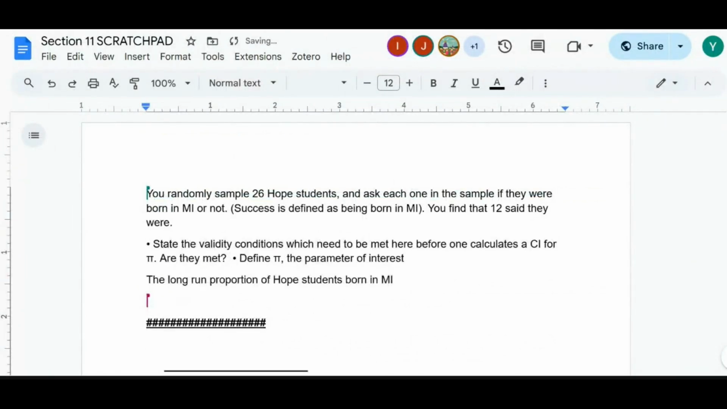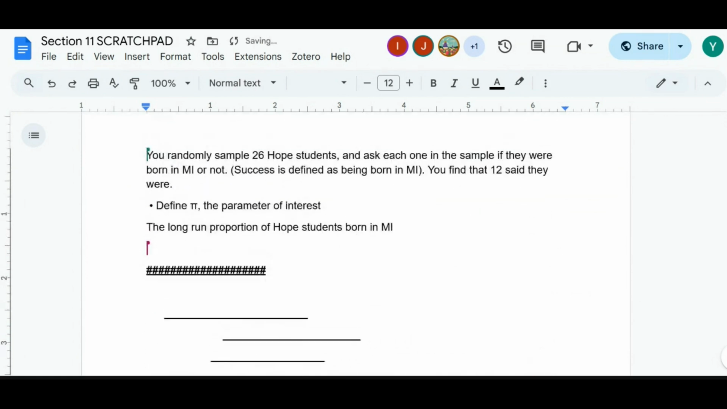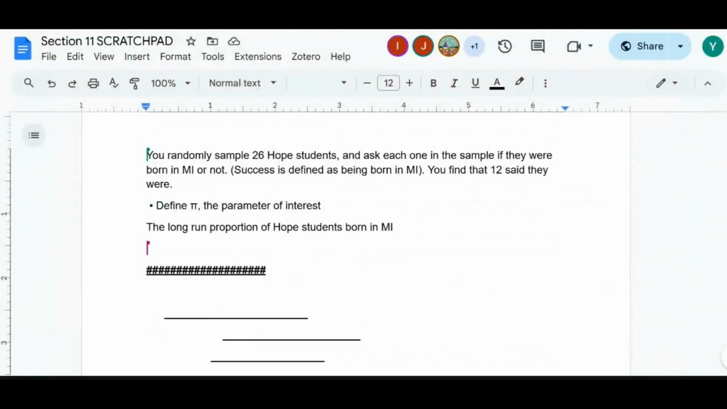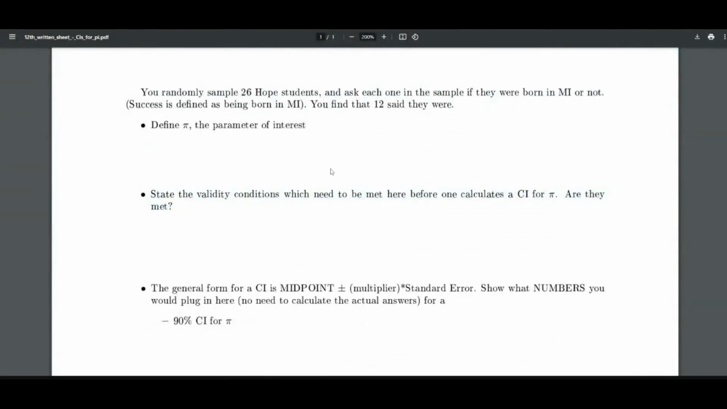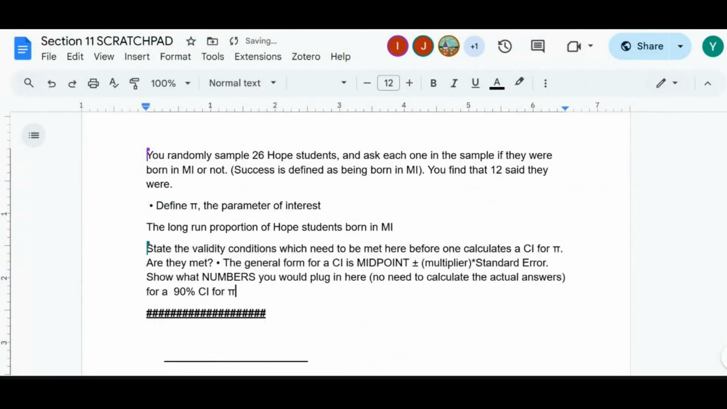Every time you see VCs, what? Okay, well, somehow it finally copied. So state the VCs that need to be met here. Let me, well, I'm not going to bother with that bullet point anymore.